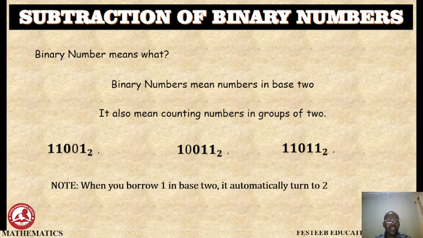There is a particular thing that you need to note under this particular subtraction of binary numbers. And that important point is when you borrow 1 under binary, it automatically turns to 2. It automatically turns to 2 when you borrow 1. So with all this information that I have given about binary numbers, let's take some examples and see how we can subtract one binary number from another.